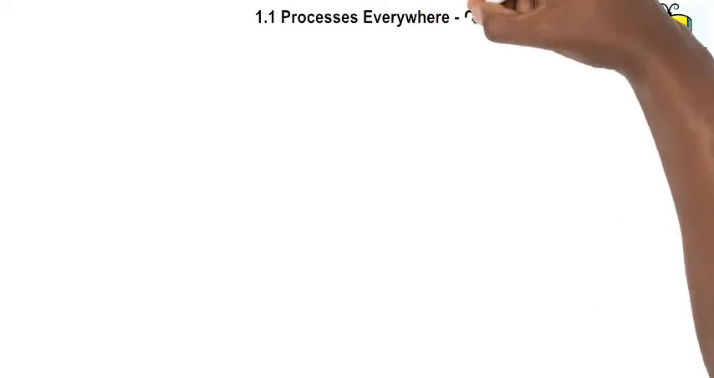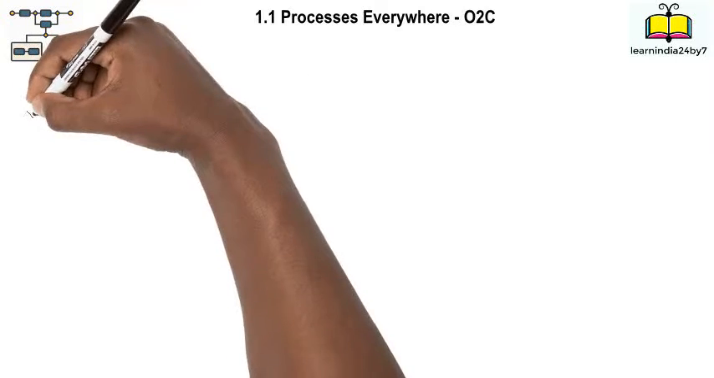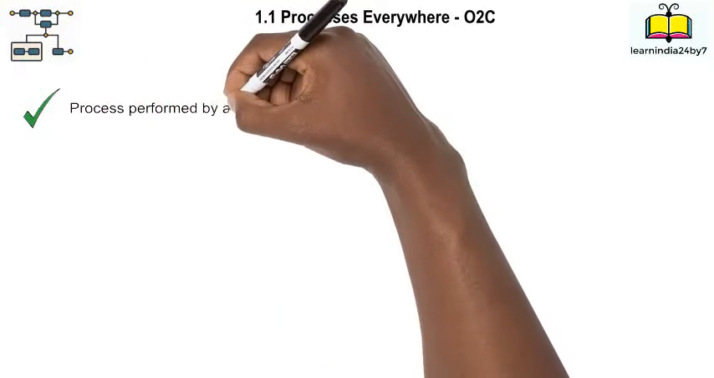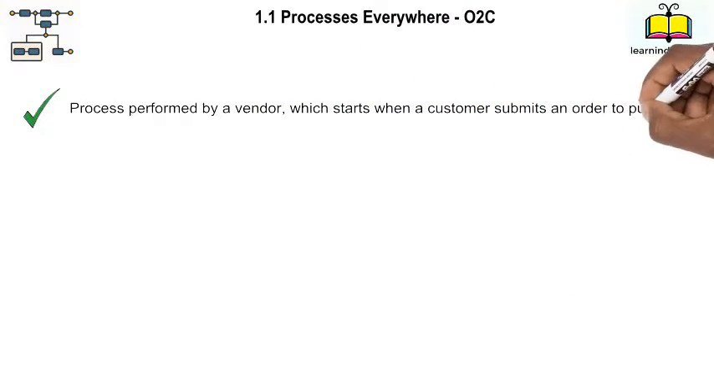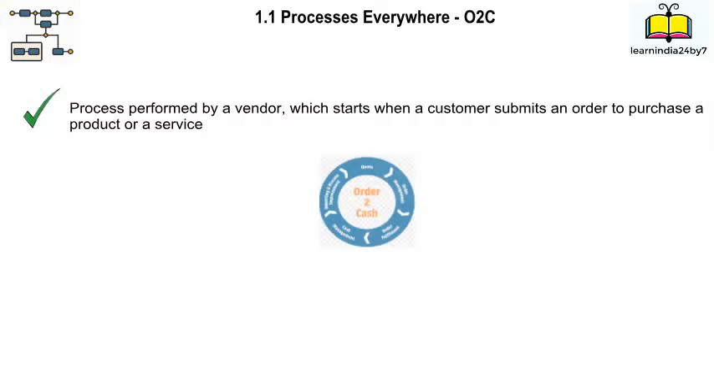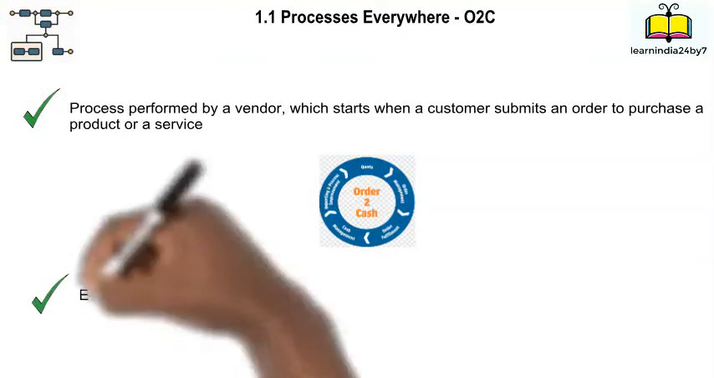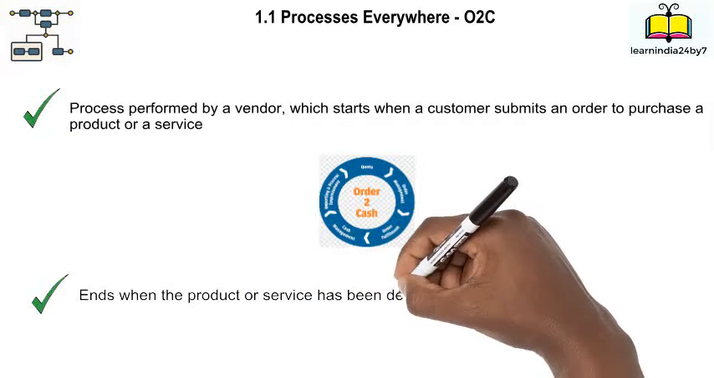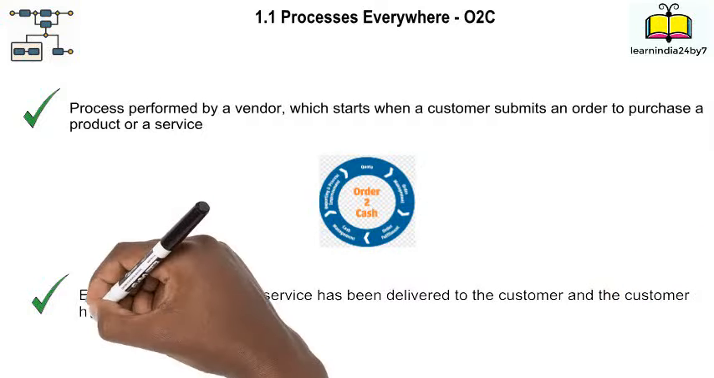Now let's discuss and understand commonly found business processes in any organization. Say, for example, the order to cash process, performed by a vendor. It starts when a customer submits an order to purchase a product or service. And the order to cash process ends when the product or service has been delivered to the customer and the customer has made the payment for the same.